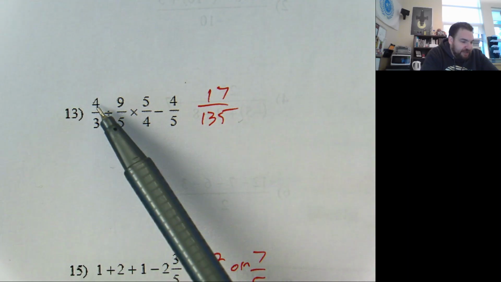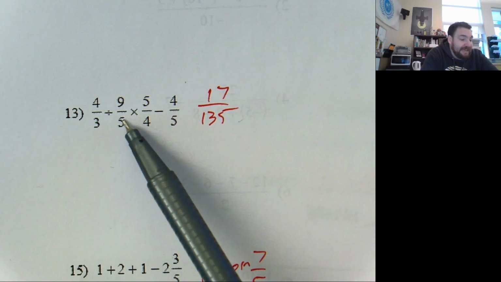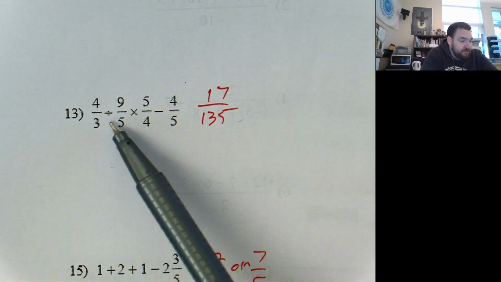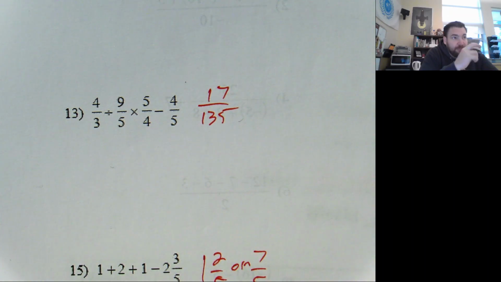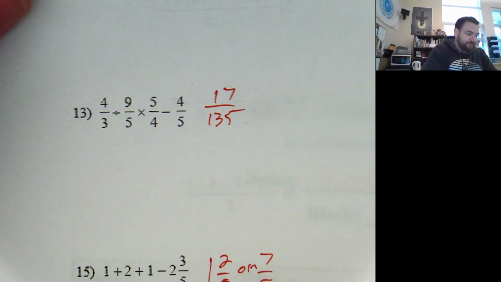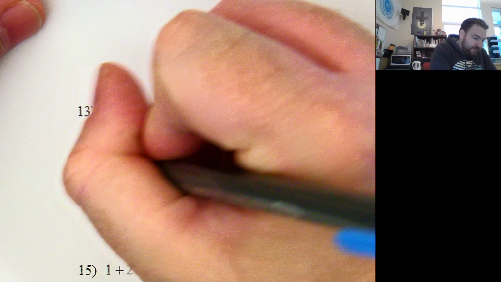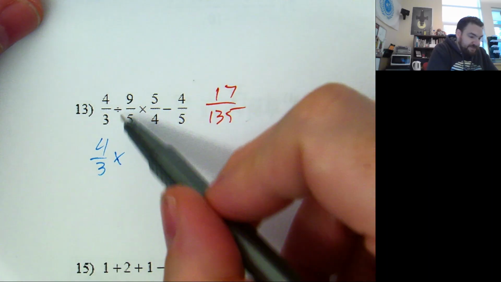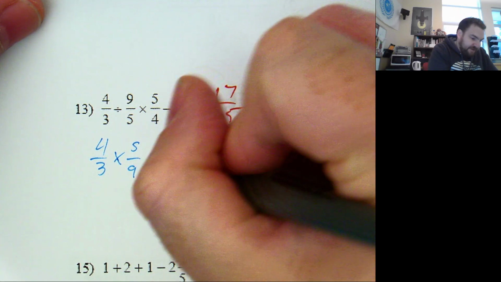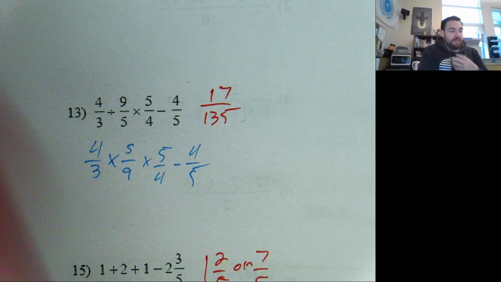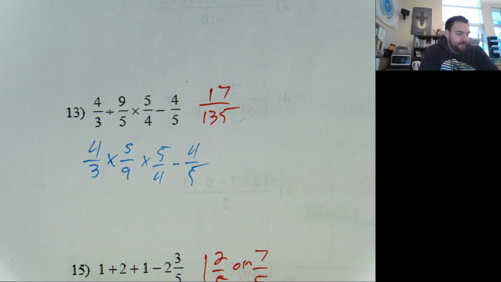So the first thing we're looking at is 4/3 divided by 9/5. Well, when we're dividing by a fraction, we take the thing that we're dividing by, in this case the 9/5, I take the reciprocal of it, means I flip it, and I change the division to multiplication. So we're going to 4/3 times, division becomes multiplication, and 9/5 becomes 5/9, times 5 over 4 minus 4 over 5. And now we're just going to go left to right.